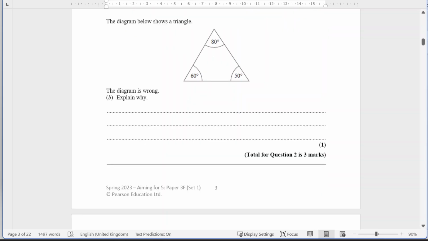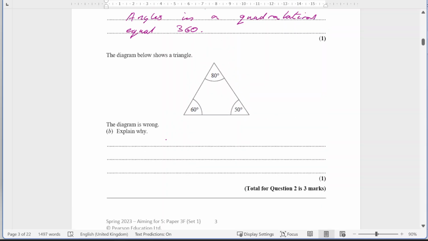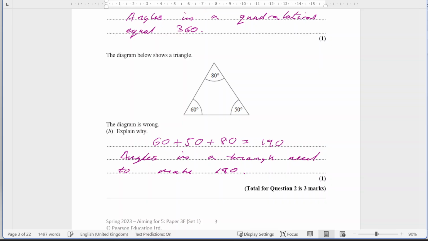Okay, question 3. Oh no, second part of that one. Explain why the diagram is wrong. The diagram below shows a triangle. So let's just check. For that to be wrong, let's see what they add up to. They should add up to 180. So those 3 angles currently add up to 190. And angles in a triangle need to equal 180.